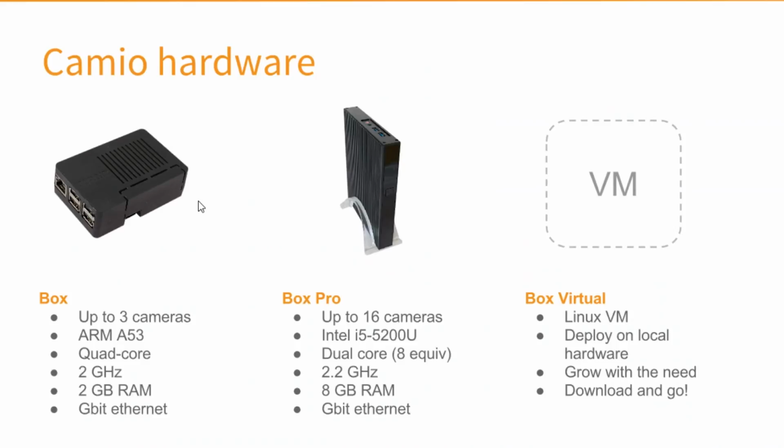We essentially use 1 core per camera plus 1 core for general things such as management, debugging, upload stream, and other tasks. Then we have a Box Pro that is based on Intel i5 architecture. It's essentially a general Linux machine, so it can process up to 16 cameras.